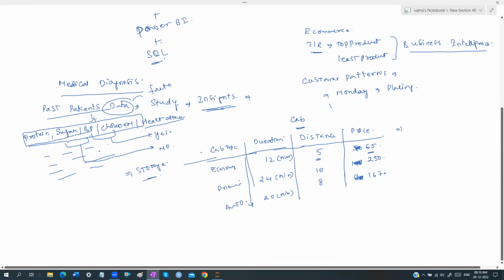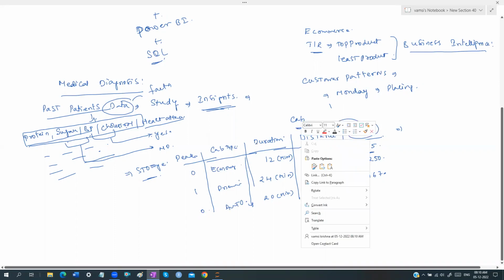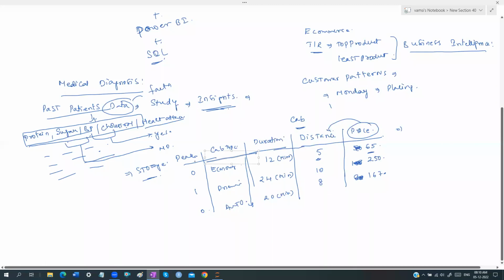Not only that, there are so many other factors going to be there. Is it a peak time or not? If it is a peak time, how much? If it is a non-peak time, how much is it going to be? So the problem here is the price is not just depending on the distance now. It also depends on the duration, the type of the cab, whether it was a peak time or not. There are so many other things also, guys.